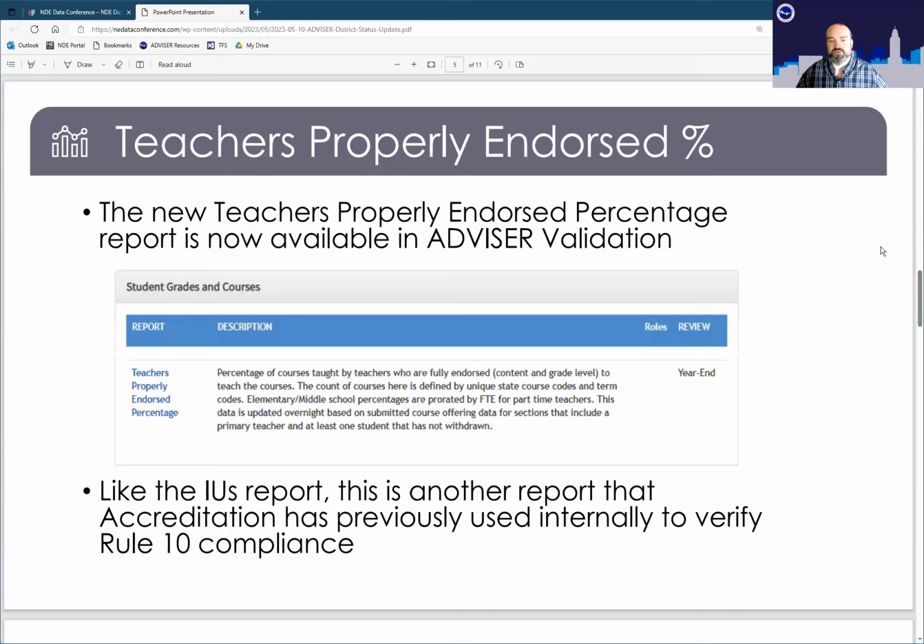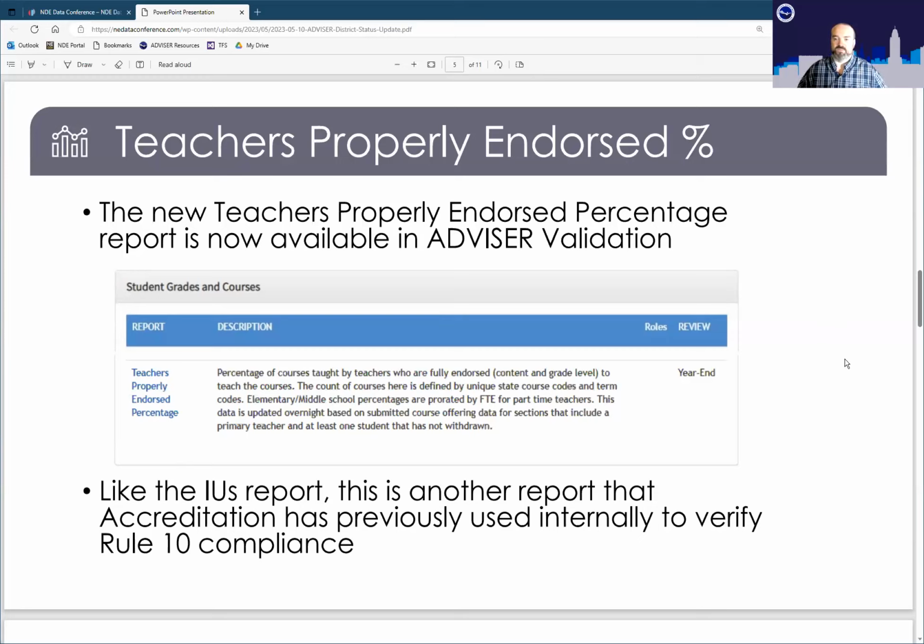So this one is called Teachers Properly Endorsed Percentage. This is another report that previously our accreditation office had used internally, part of verifying parts of Rule 10 compliance. As the description says here, it's teachers who are fully endorsed, meaning you have the endorsement for the content you're teaching, as well as it's at the proper level, like elementary, middle, or high. It kind of depends on the endorsement for the course.